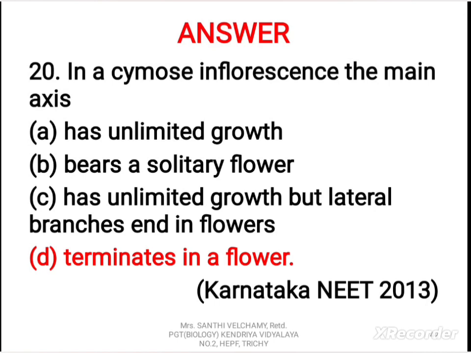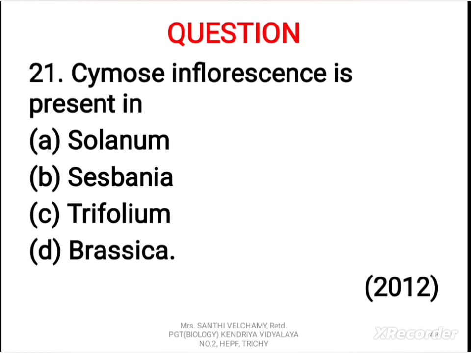Next question: racemose inflorescence is present in A. solanum, B. sesbania, C. trifolium, D. brassica. The correct answer is solanum.